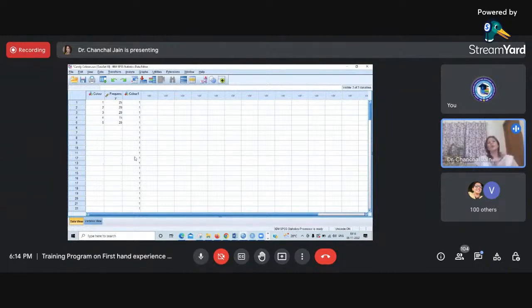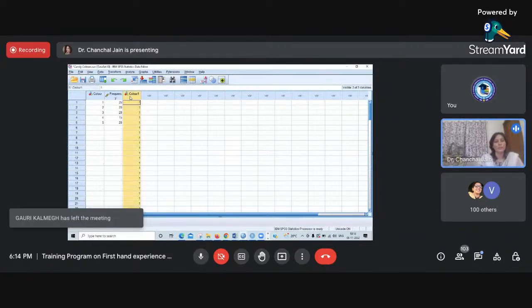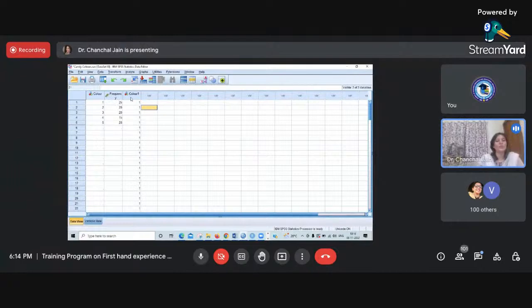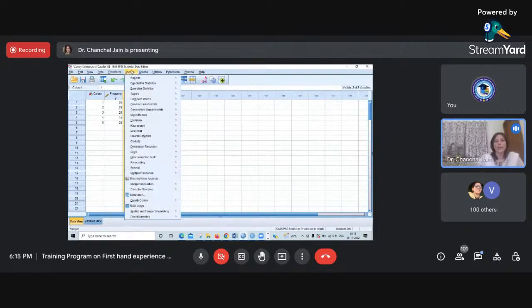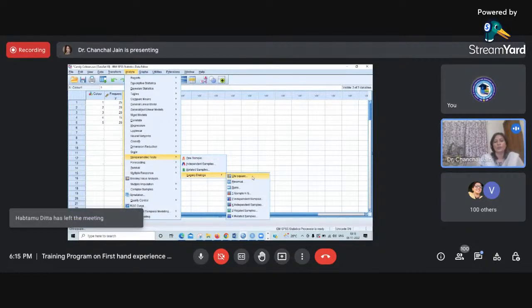Yes, ma'am. So firstly I'll tell you about the usage of this particular column in the chi-square test, because I need to tell you about weighing of the cases for the second type of data. So firstly I'm considering the color one data. For applying the one sample chi-square test, you need to go to the analyze menu, then the non-parametric test category, and then from here go to the legacy dialogues, and then select chi-square.